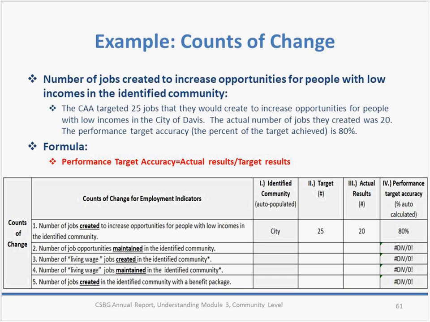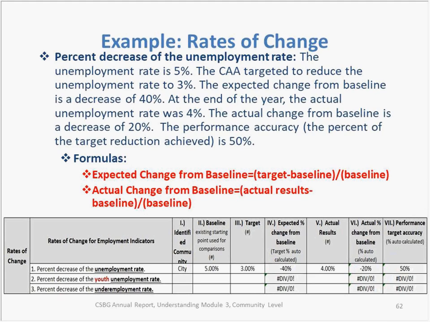So the performance target accuracy, this is where we're going to have auto calculations for you. That performance target accuracy is 80%. That's the percent of the target achieved. The formula embedded in that column is the actual results divided by the targeted results. That will be true for every count of change in the fourth column. Next slide, please.